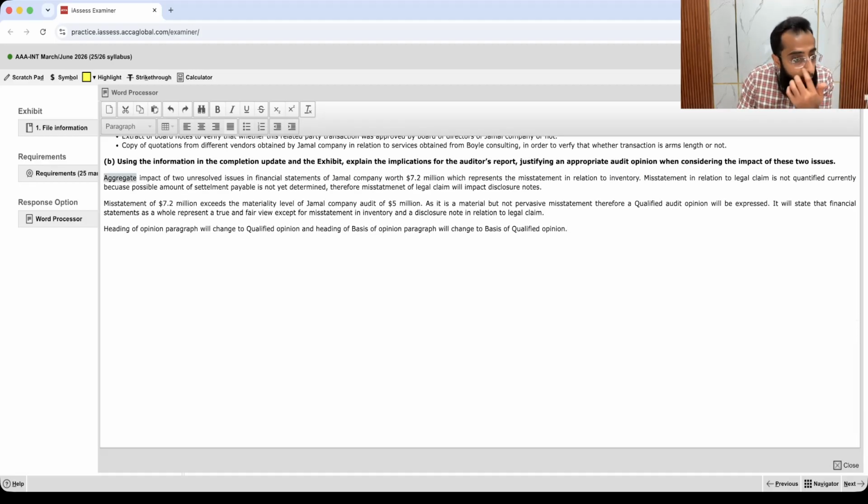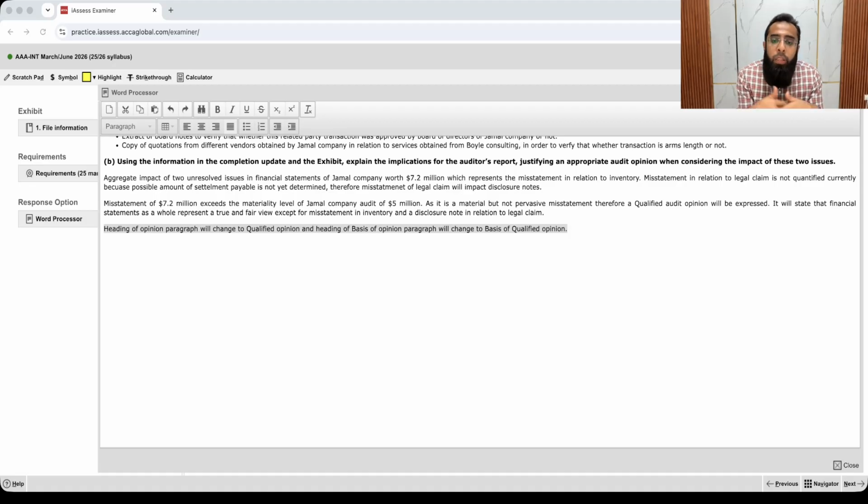So first we commented on the aggregate impact. We commented what the opinion will be. Okay, then the headings get changed. This is how you deal with a question when it's in relation to the audit opinion. What are the implications for the auditor's report? Are you getting my point? Whenever the question is about that, what are the implications for the audit report? This is how you deal with it. Like you say, okay, what is the aggregate value of the impact? You talk on that. You talk on the aggregate value impact. Then you say what the opinion will be. Okay. It's material but not pervasive.